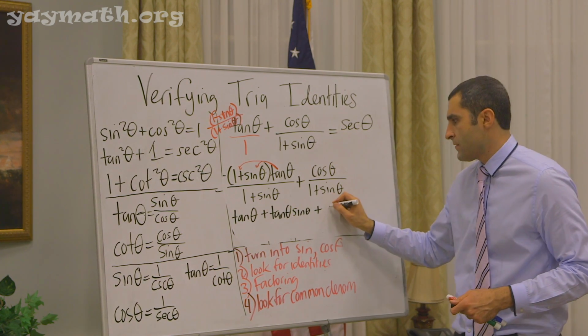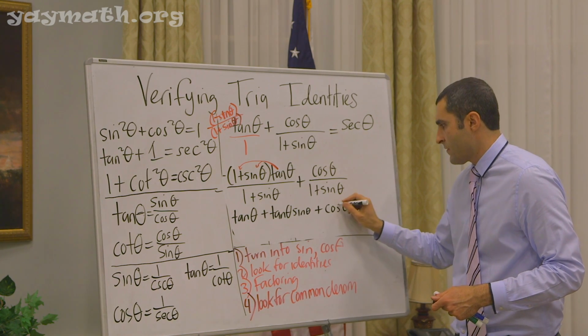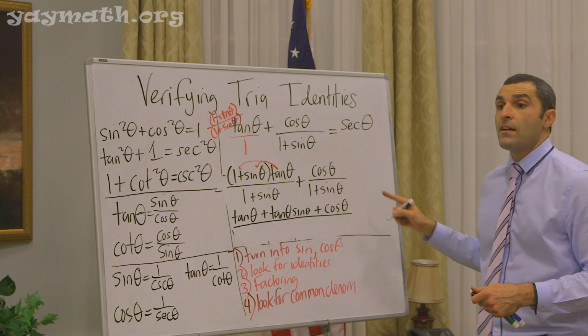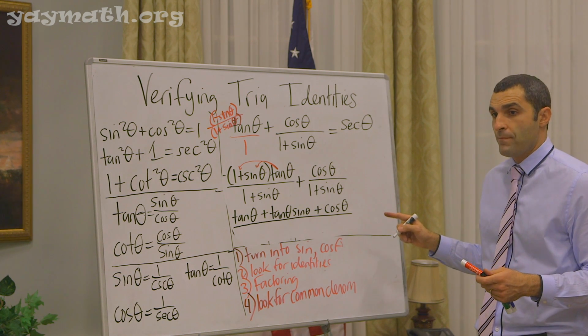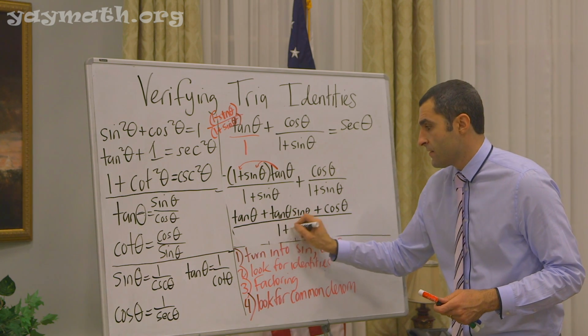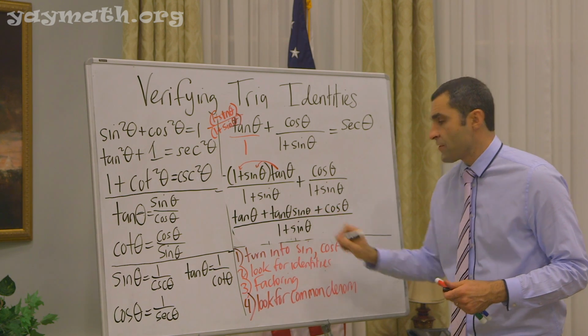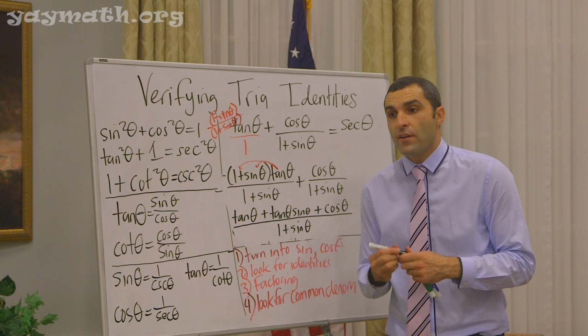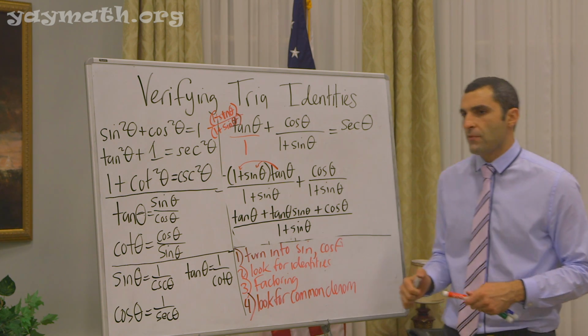Plus cosine, all over 2 sine squared theta. The common denominators are already the same, so it's just 1 plus sine. As a demonstration, what's 1/7 plus 2/7? 3/7. Notice the sevenths remain the same. The denominator remained the same.